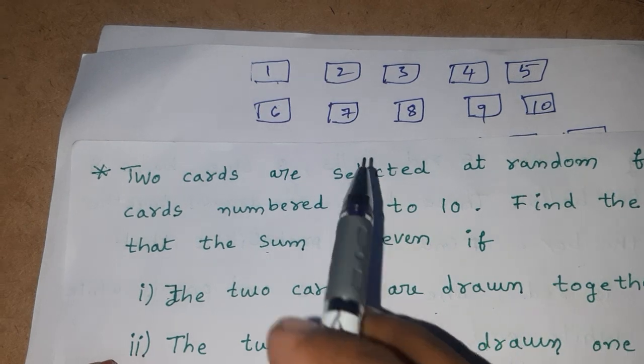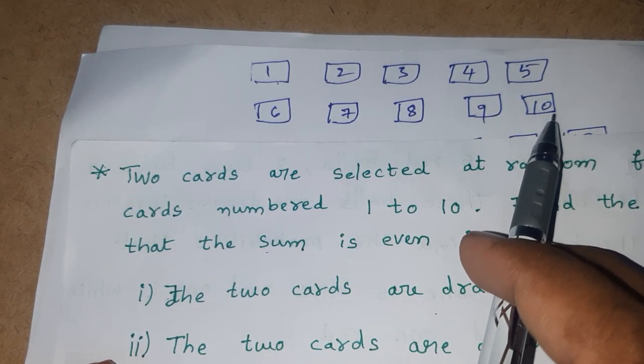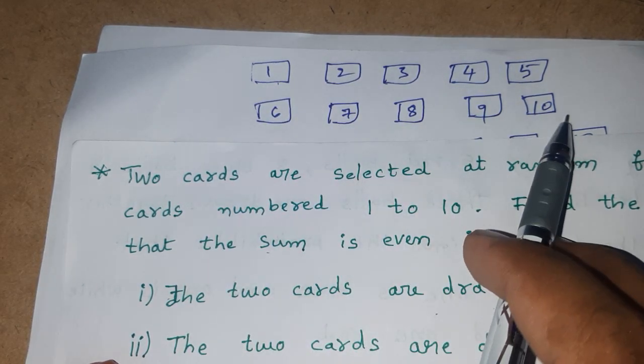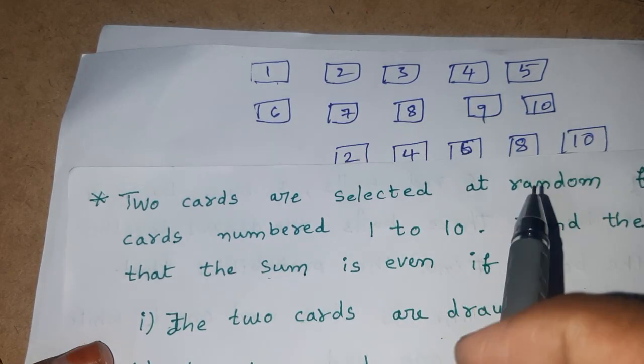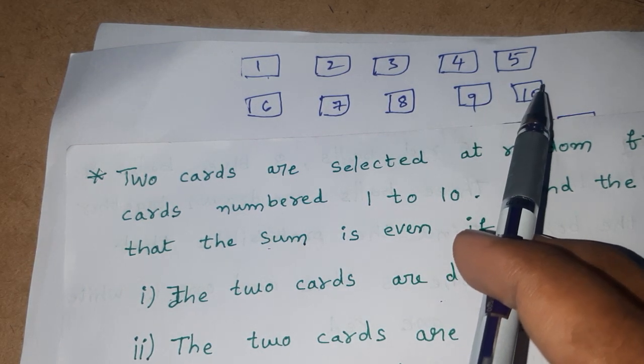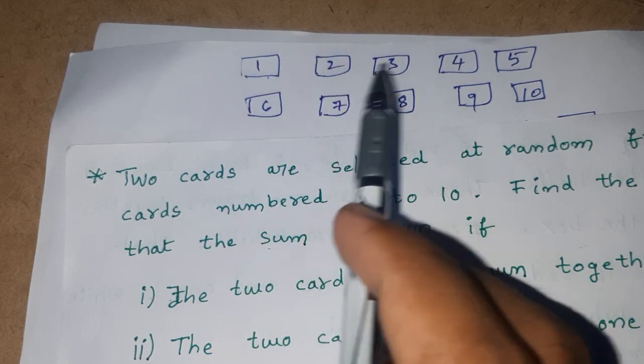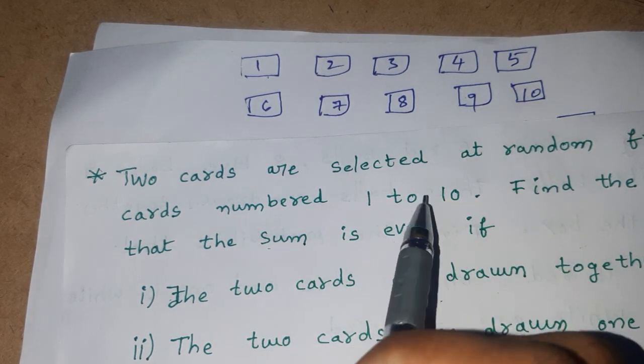See how many chords are there? There are totally 10 numbered chords. Among these 10 chords, we have to select 2 chords at random. For example, you can choose 1 and 2, or 1 and 3, or 1 and 4, or 2 and 9, or 4 and 9.